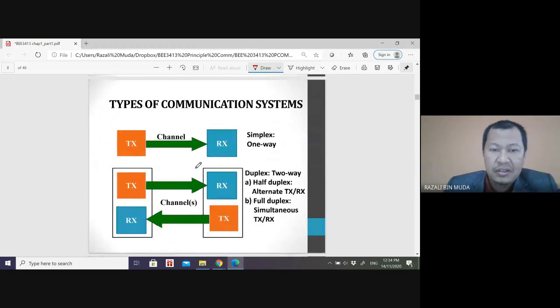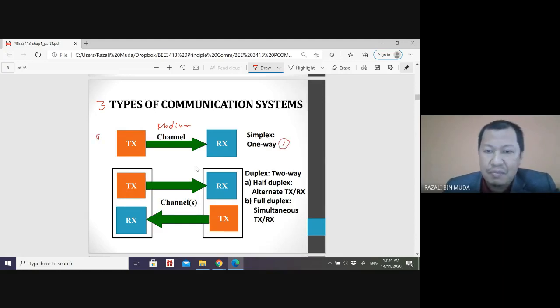Okay, so there are a few types of communication systems. How many here? Normally we say there are three types. First is the interaction between the transmitter and receiver. Between the transmitter and the receiver, we have a channel or medium.